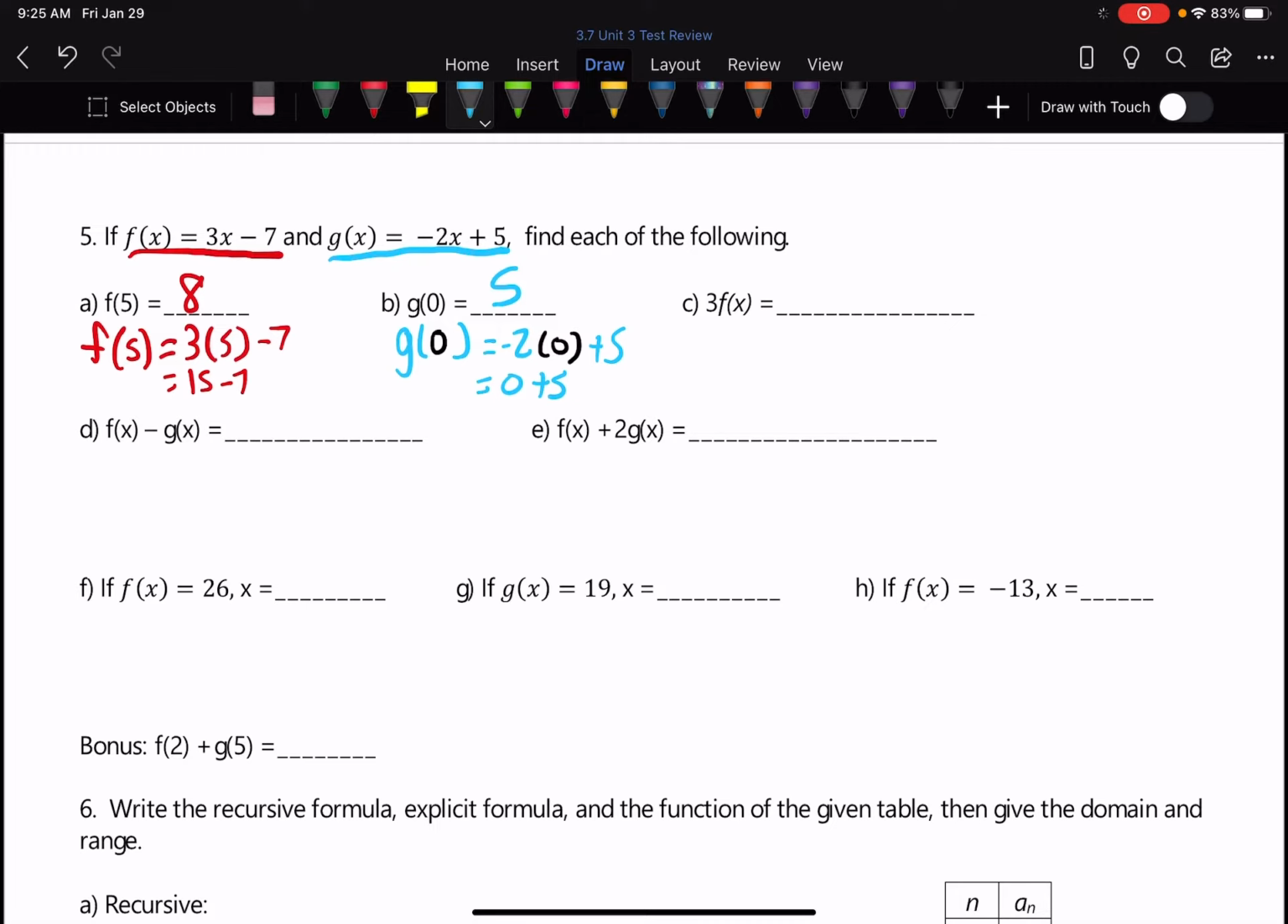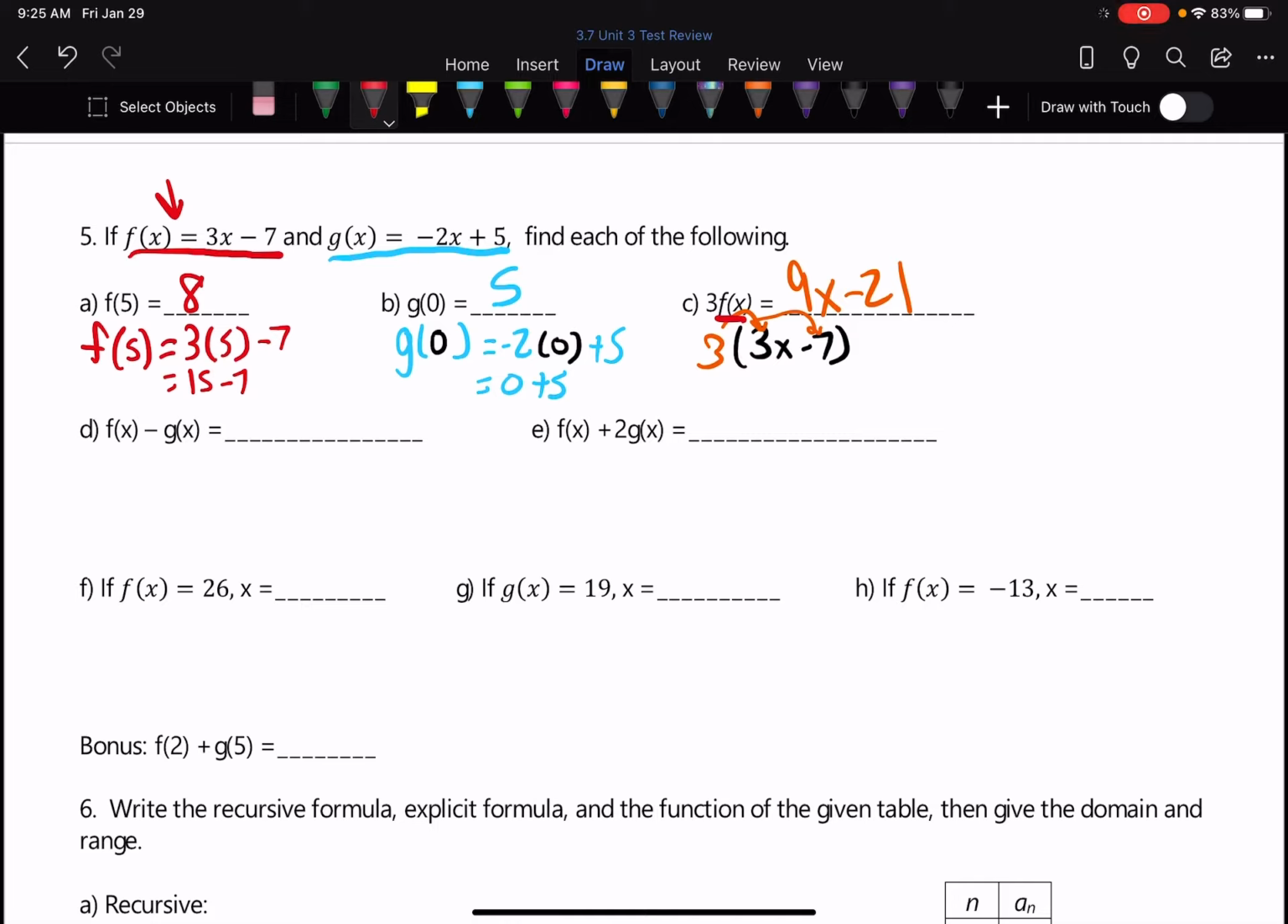Then I have 3 times the function of f of x. So I'm going to take 3, and I'm going to multiply it by my f of x, which is going to be 3x minus 7. I'm going to have to distribute the 3 to both terms. 3 times 3x is going to give me 9x. And 3 times negative 7 is going to give me negative 21. Remember, we're using our f of x, which is this function originally given to us in problem 5.